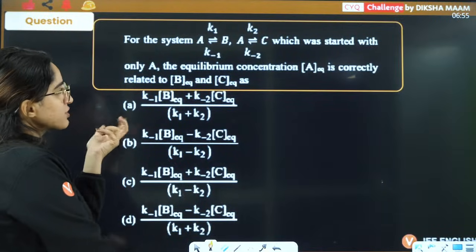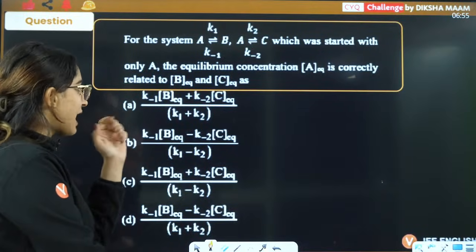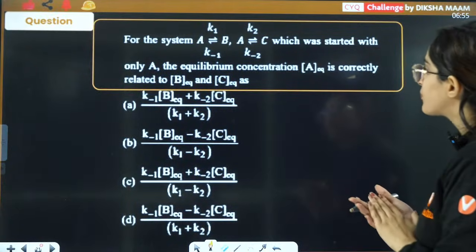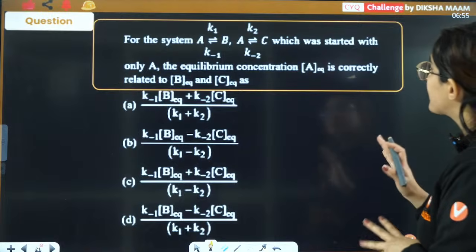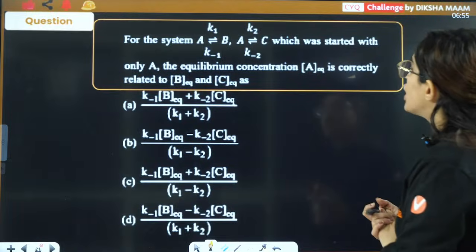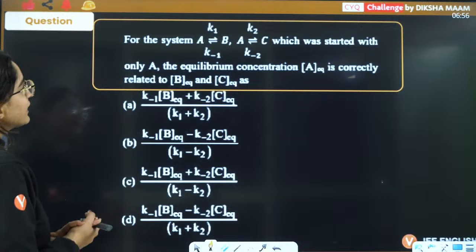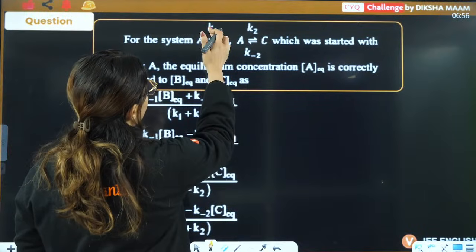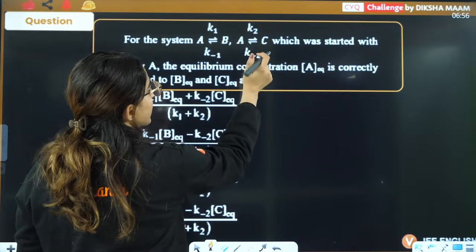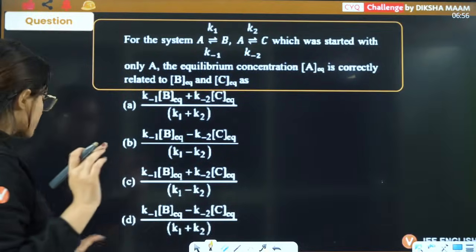The equilibrium concentration of A is correctly related to B and C as what? Now they are asking you the equilibrium concentration. You will find it because it is given in the rate constant form. So how do you find it? How do you write it? You will write it in the form of K1 into A. This is K minus 1 into B. This will be K2 into A. This is C into K minus 2. So that's how you will write it.